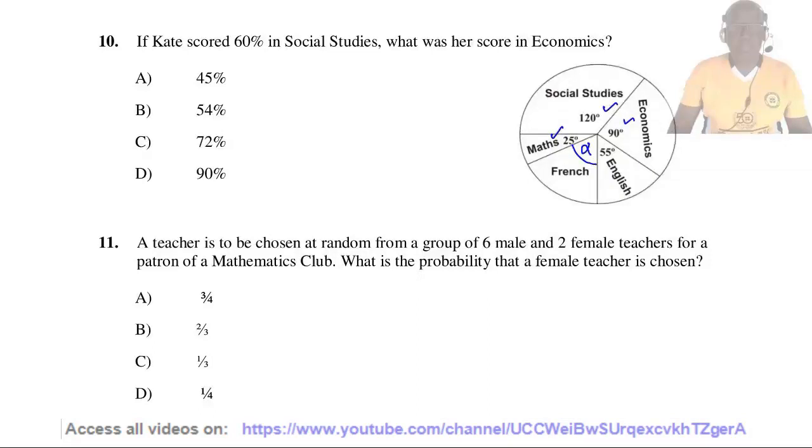Question 10. If Kate scored 60% in social studies, what was her score in economics? The angle for social studies is 120 degrees. So 120 degrees will correspond to 60% over here. Therefore, for economics, 90 degrees will correspond to 45%. 120 divided by 2 will give us 60. 90 divided by 2 will give us 45. So the answer is A.